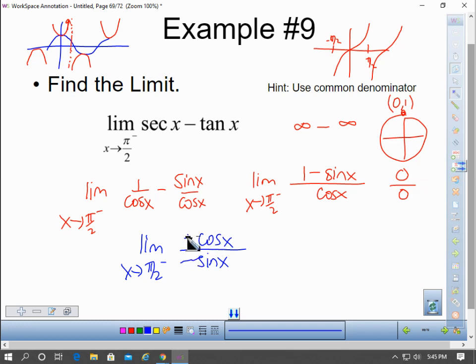All right, so we're just going to have cosine over sine. So now we can just plug in pi over 2. What is the cosine of pi over 2? 0. What is the sine of pi over 2? 1. So what is 0 over 1? 0. All of that worked for the answer 0.